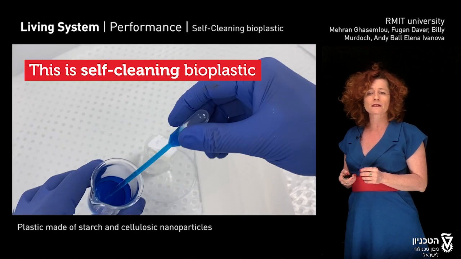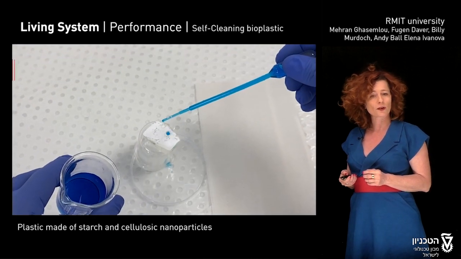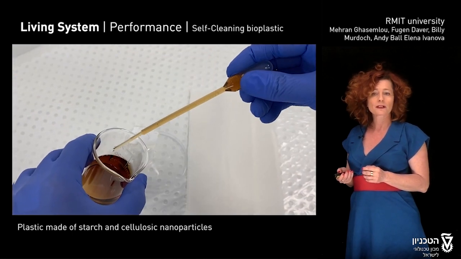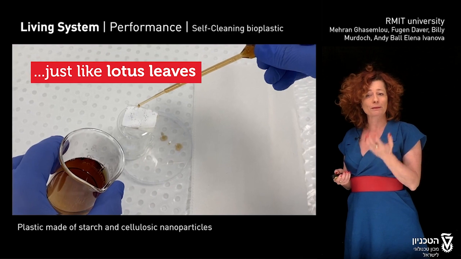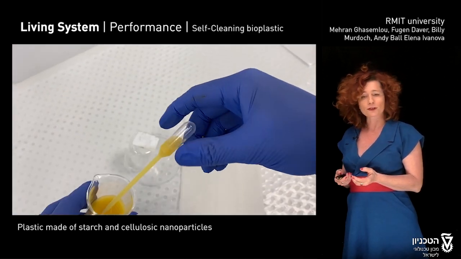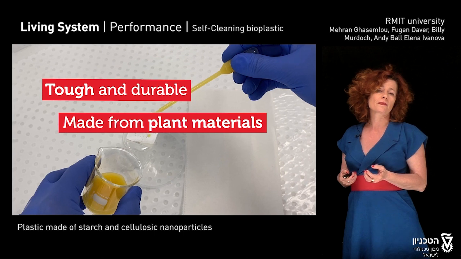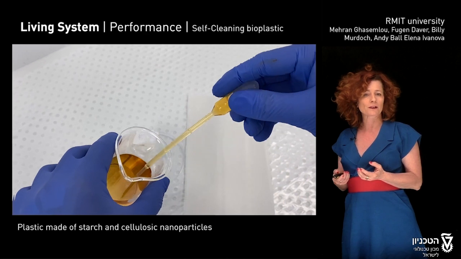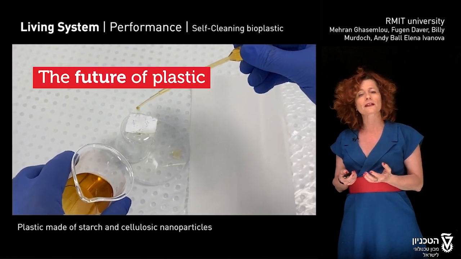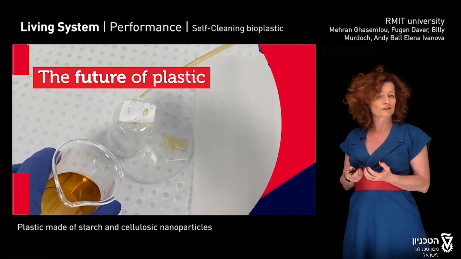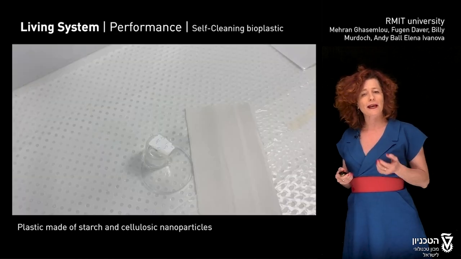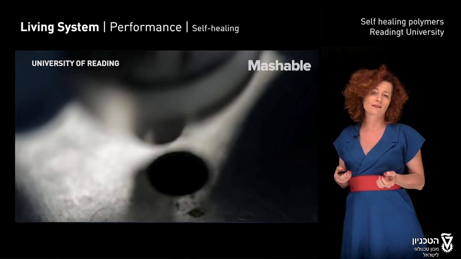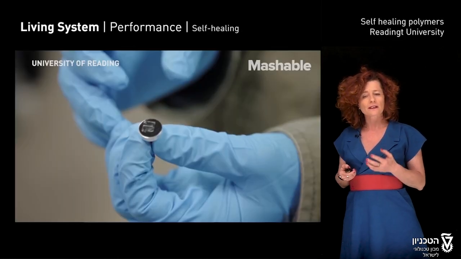The material is made of starch and cellulosic nanoparticles, so that is plant material basically, and its microstructure that we saw before assures the fact that it repels dirt, pretty much like the structure of the lotus leaf. It's tough and durable, and since it's made from plant material, well, it is biodegradable, assuring a whole cycle of a future of plastic.